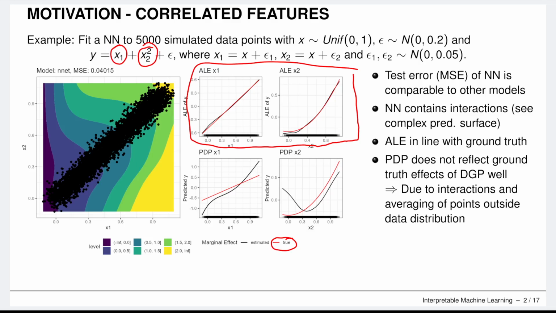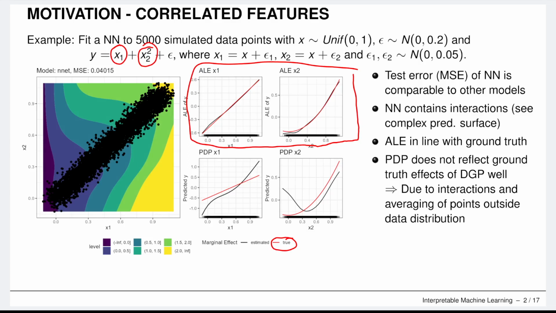Apparently, the red line, which is the true marginal effect, doesn't really match the black line, which is the partial dependence plot that is estimated. Still, the partial dependence plot shows what the model does in its expectation.